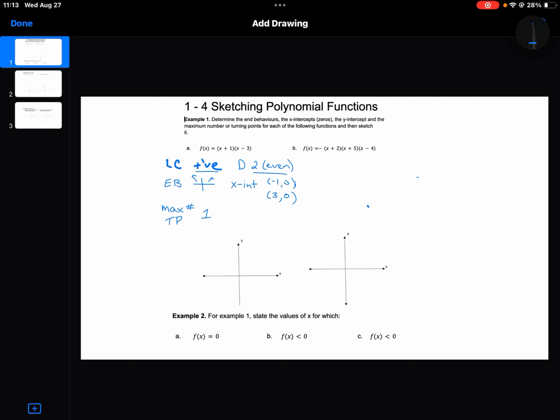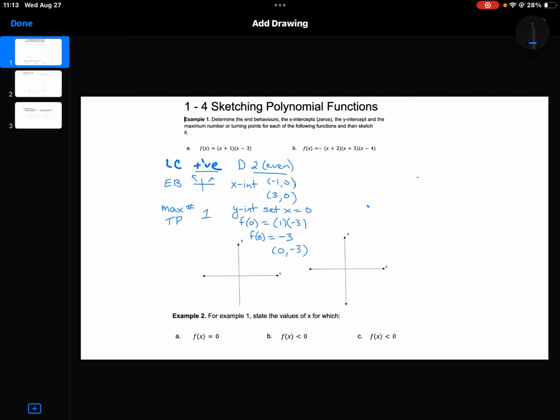And then we also need to identify the y-intercept. So for the y-intercept, we're going to set x equal to 0. And we're going to solve. So we have 0 plus 1 in the first bracket, which is 1. We've got 0 minus 3 in the second bracket, which is -3. So that means that f(0), or our y-intercept, is going to be -3. I can write that in coordinate form like this.